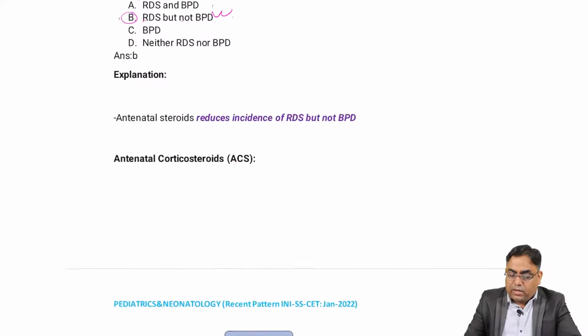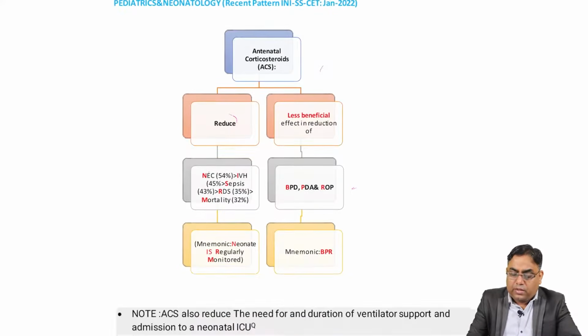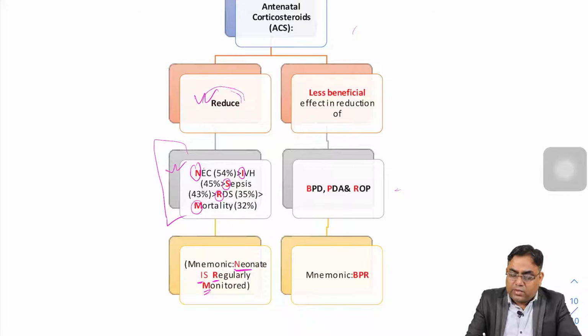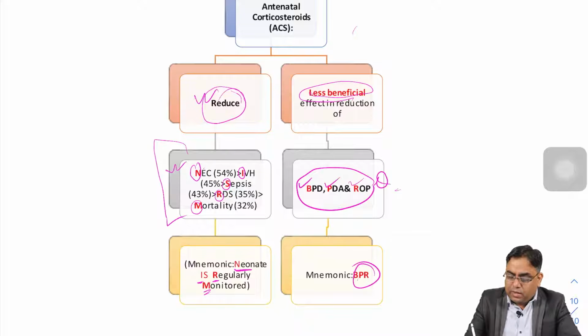Okay, so let's see the antenatal corticosteroid, what are the beneficial effects. Antenatal corticosteroid reduces, mnemonic NIS-RM: N for NEC, I for intraventricular hemorrhage, S for neonatal sepsis, R for RDS and M for mortality. So these are the proven effects that reduce NEC, IVH, sepsis, RDS. Less beneficial effect is seen in BPD, PDA and ROP. So mnemonic is BPR, BPD, PDA and ROP. These are the less beneficial ones.